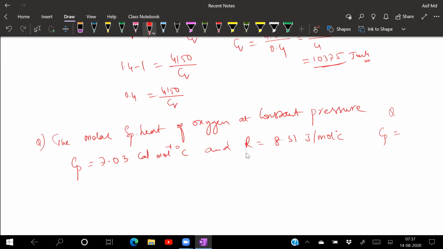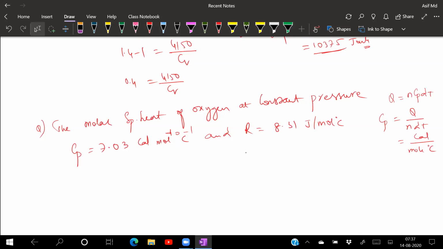We'll write the relation Q equals N into Cp into dT. So Cp equals Q by N into dT. So the unit will become calorie per mole and degree centigrade, so it should be calorie mole inverse degree centigrade inverse. Next, the R value is given as 8.31 joule per mole degree centigrade.